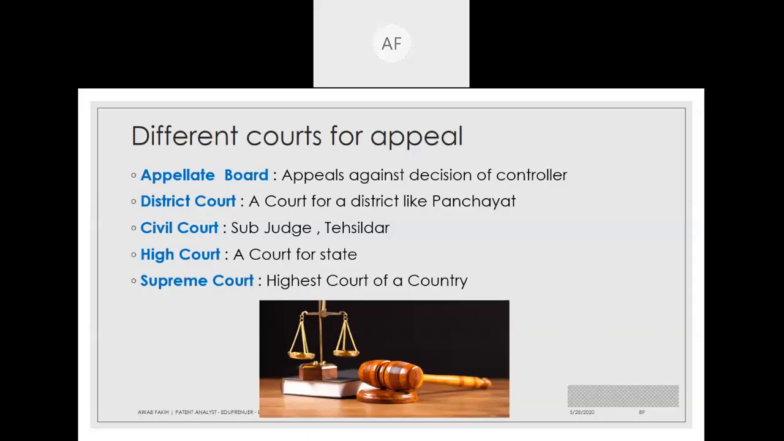Wow. With this, we'll go to the next question: what is the role of the opposition board? That means if there is any claim after the post grant, that board is formed so that it can help the opposition as well as the patentee who has been granted the patent, so they could resolve the issues.